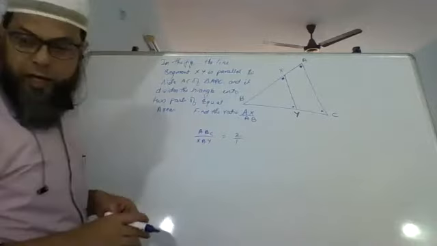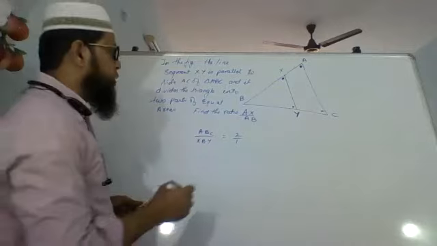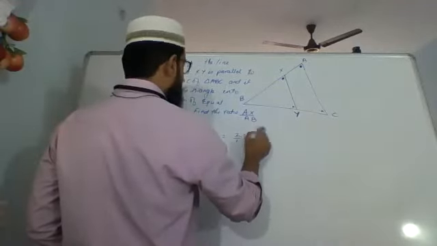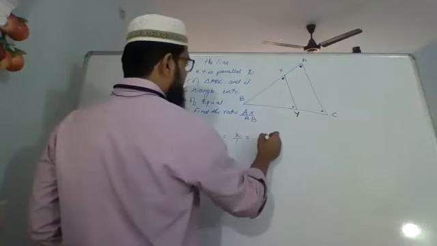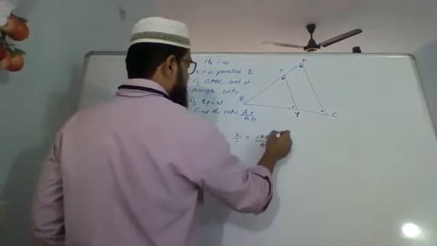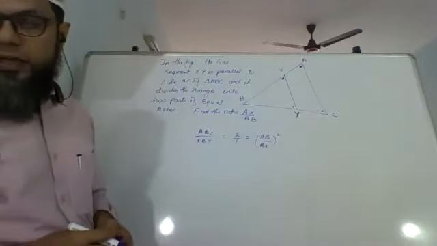That is the ratio of the areas, isn't it? And that is equal to the square of the sides. What are the sides? For ABC, it will be AB, and for this will be BX the whole square. It will be BX the whole square, isn't it?